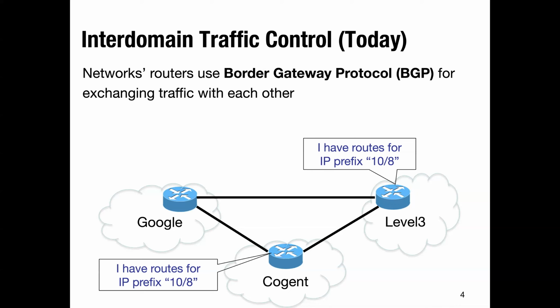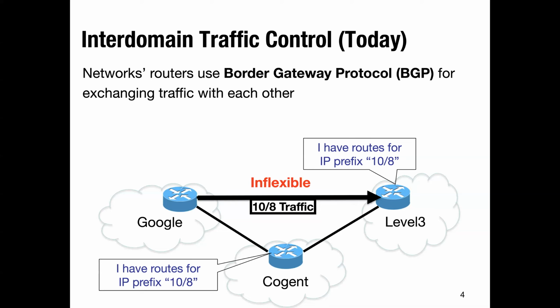Now Google as a network, and this is just an example, can make a choice that I will either send my 10/8 traffic to Level 3 or Cogent, right? Say, for example, in this case, it decides that it wants to use Level 3 for it. So this is how interdomain traffic control works: you get these advertisements at the granularity of IP addresses, and then you make the decisions at the granularity of IP addresses or IP prefixes.